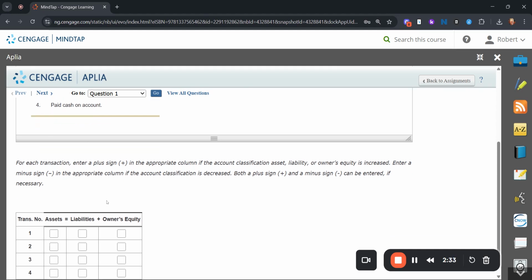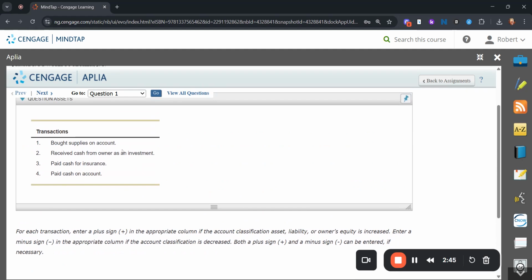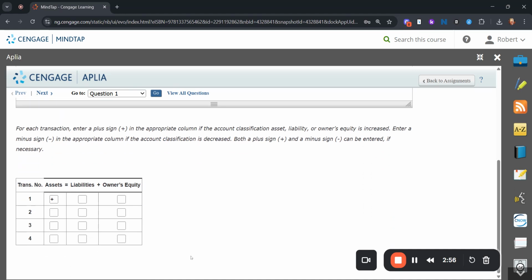So the business bought supplies, so that's an increase in an asset, so we'll put a plus sign there. They bought supplies on account, meaning the business is going to pay that bill at some other time in the future. So now that's become a liability, a bill that is owed, and we saw that in 1-1. Anything that's owed is called a liability. So now there's an increase in liability for buying those supplies, so we'll put a plus sign in liabilities.